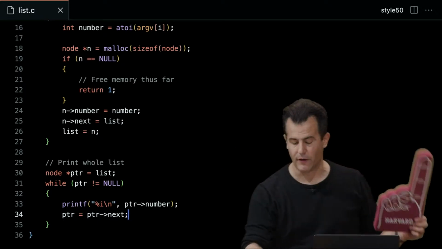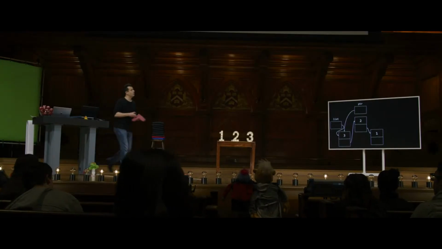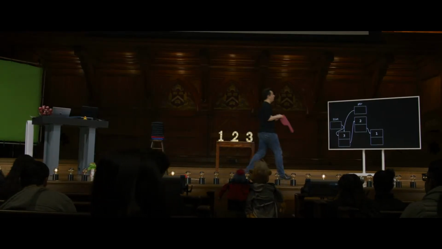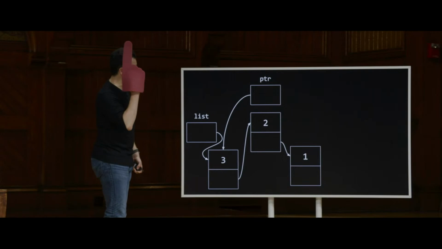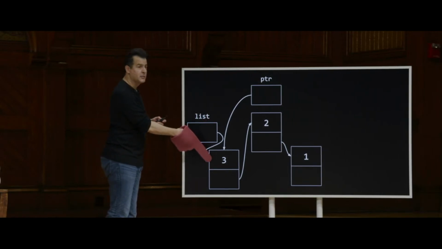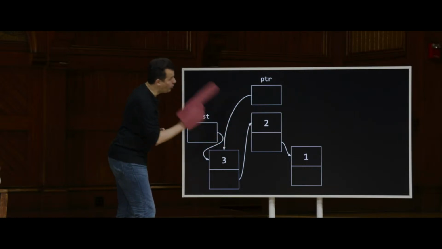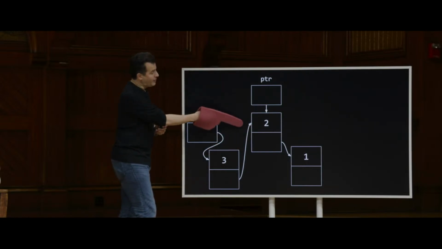So what does this mean? If I go back to my picture here and I want to actually walk through this thing, that first line of code ensures that this foam finger, aka PTR, represented here, is pointing at the first element of the list. Once I've printed it out with printf, I'm then doing pointer equals pointer next, which is like following this next arrow. So PTR now points at the 2.